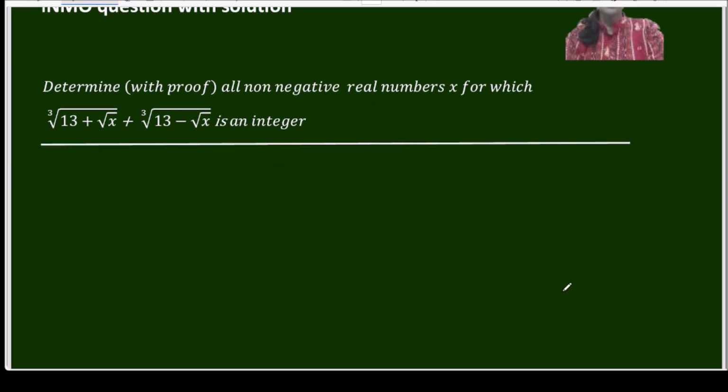So let's start. First we will see what should be the value of x. It is written that it will be non-negative real numbers. So it is clearly visible that square root of x must be defined, so x must be greater than or equal to 0.